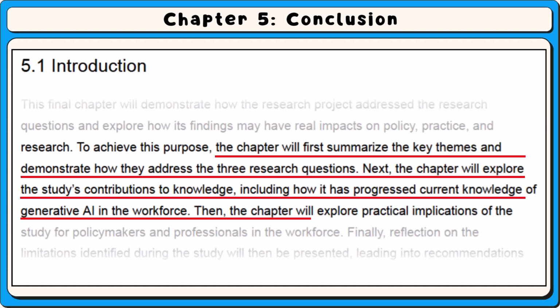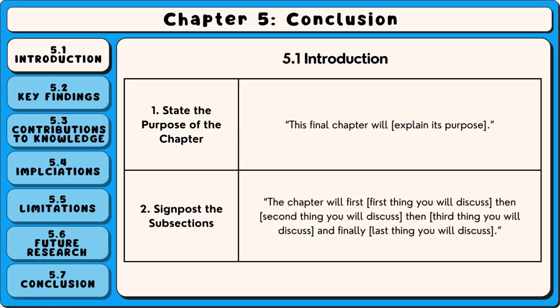Here's an example. This chapter will first summarize the key themes and demonstrate how they addressed the 3 research questions. Next, the chapter will explore the study's contributions to knowledge, including how it had progressed current knowledge of generative AI in the workforce. Then the chapter will, and it continues from there. That brings us to an end to section 5.1, the introduction of the conclusion chapter.